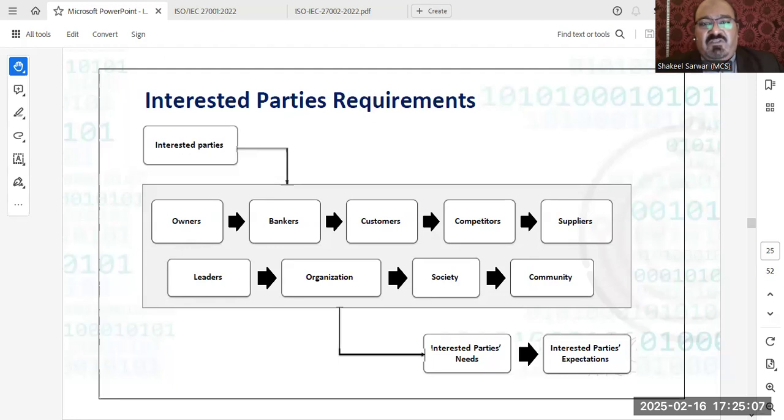Suppliers need secure channels to exchange information. Impact could be meeting needs, which ensures compliance and reduces risks of penalties, legal actions, or business disruptions. Interested parties' expectations are non-mandatory but desired requirements or aspirations that contribute to customer satisfaction, reputation, and competitive advantage.